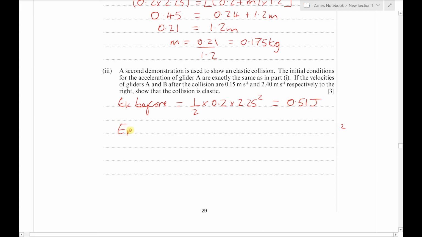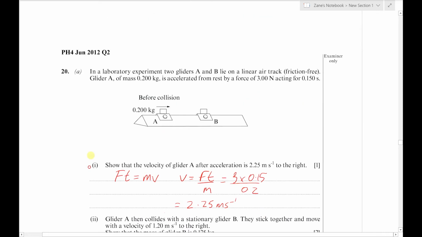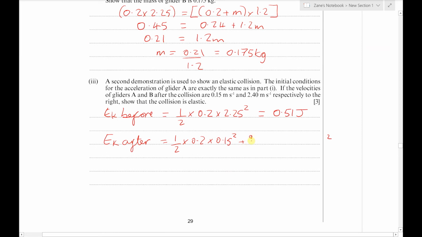If we calculate the kinetic energy after, well, we have two objects. We've got object A of mass 0.2 kilograms moving at 0.15 meters per second, and we also have object B of mass 0.175 kilograms moving at 2.4 meters per second. And if we put those numbers into the calculator, you'll get the exact same 0.50625. So let's call it 0.51 joules again. And the point is that the kinetic energy before is equal to the kinetic energy after, and that's why it's elastic.